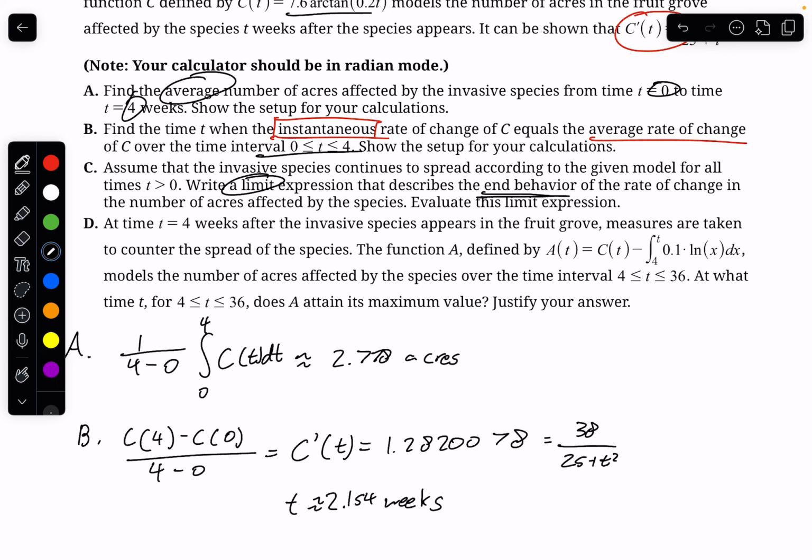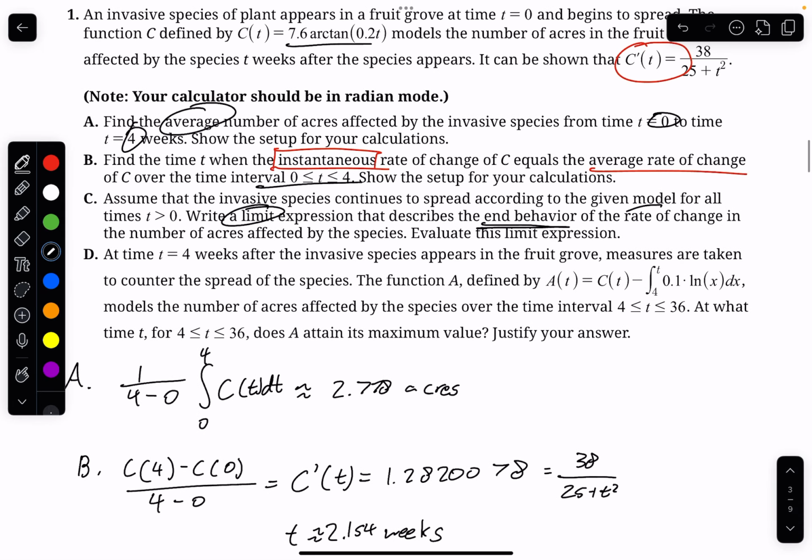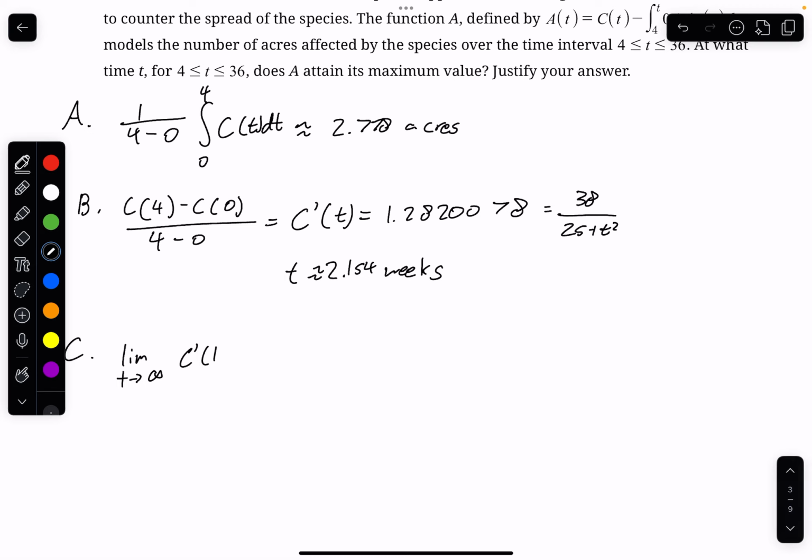End behavior just means as t goes to infinity. So you write exactly that. Limit as t goes to infinity of what do they want? They want the rate of change of the number of acres. So this is just C prime of t. C prime of t is going to be equal to the limit as t goes to infinity. We just plug in the function, 38 over 25 plus t squared.